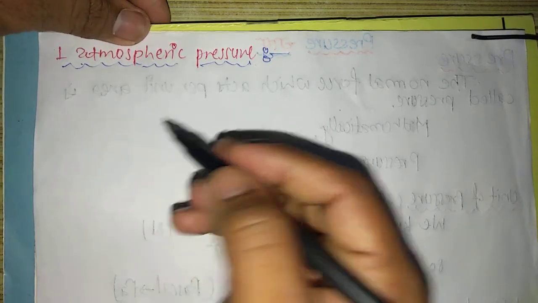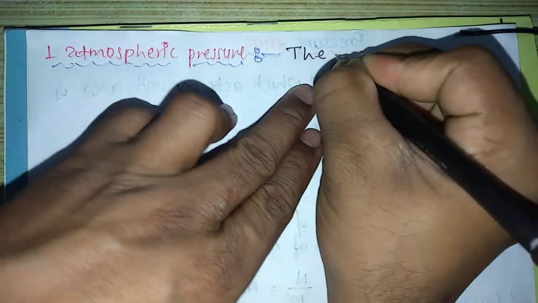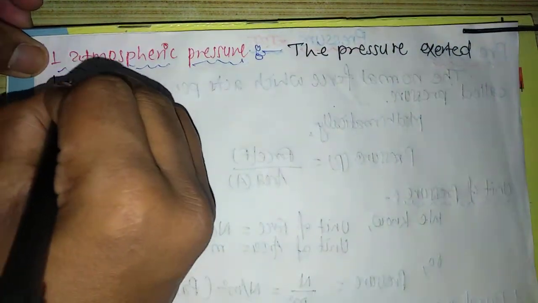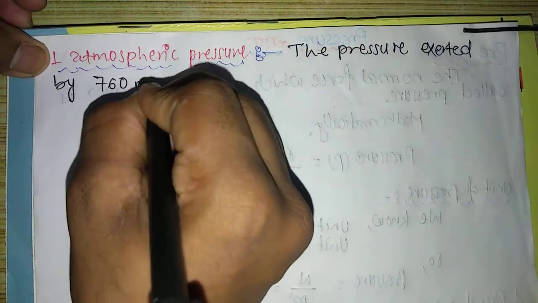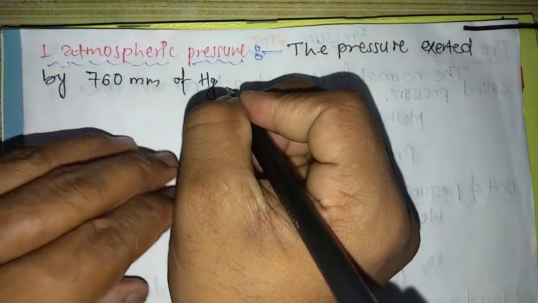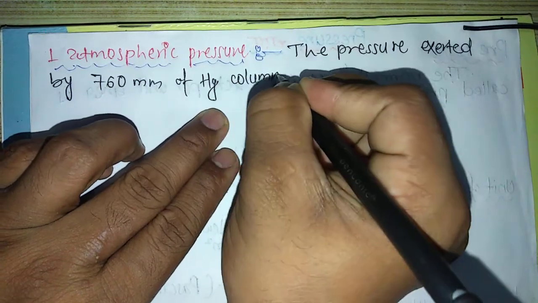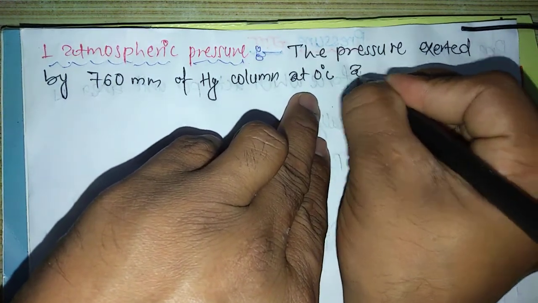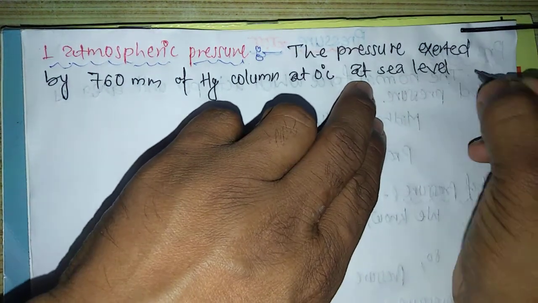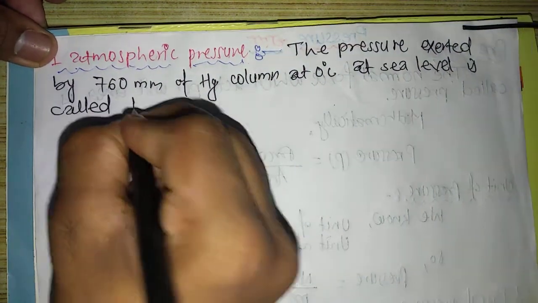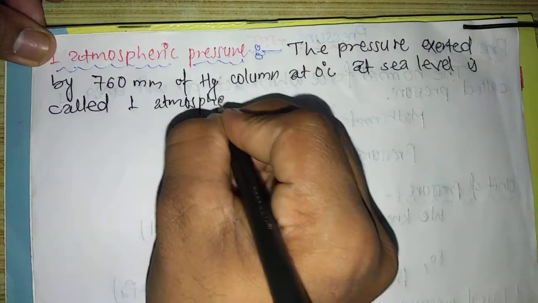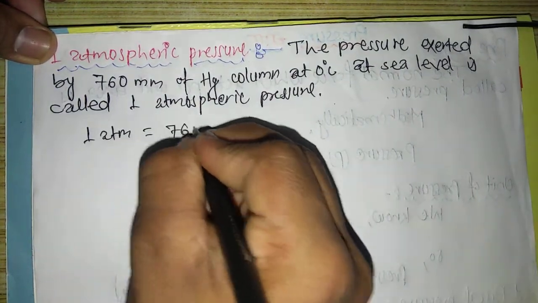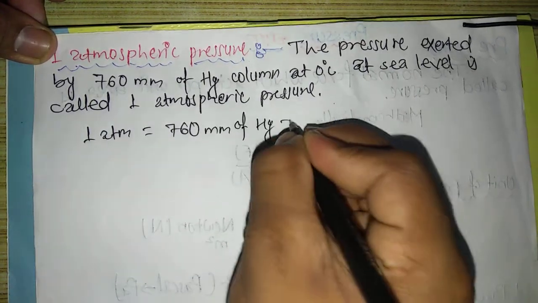The pressure exerted by 760 mm of mercury column, Hg meaning mercury, at 0 degree Celsius at sea level is called 1 atmospheric pressure. 1 atmospheric pressure, that is 1 atm, is equal to 760 mm of Hg.